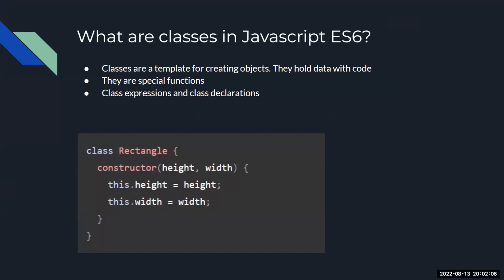They contain class expressions and class declarations, for example, in the line of code below. So one way to define a class is using a class declaration. And to declare a class, use the class keyword with the name of the class, rectangle here. So you see here the class and then rectangle inside of it, right next to it.